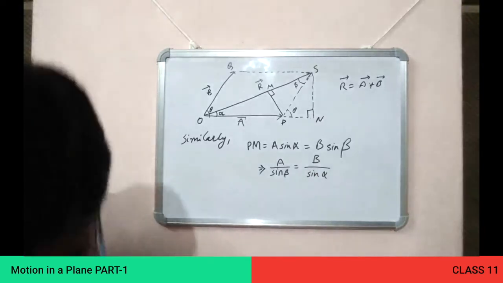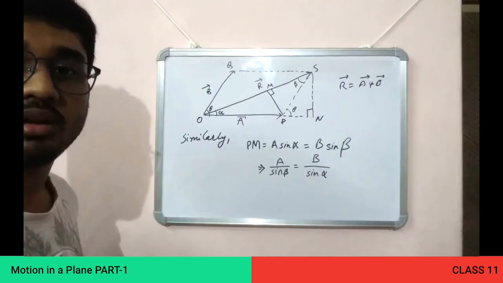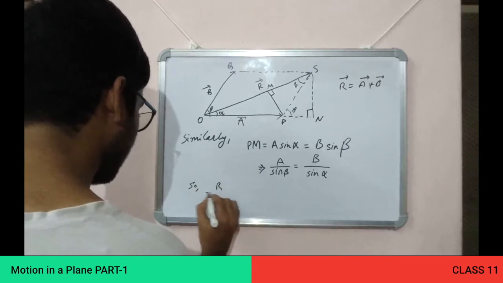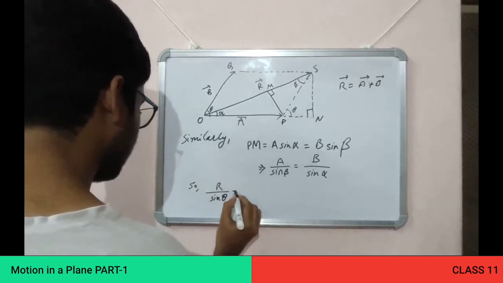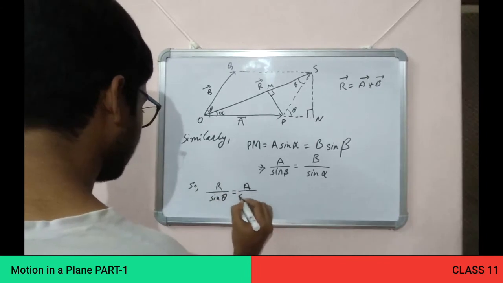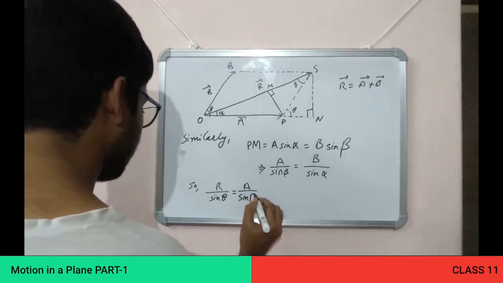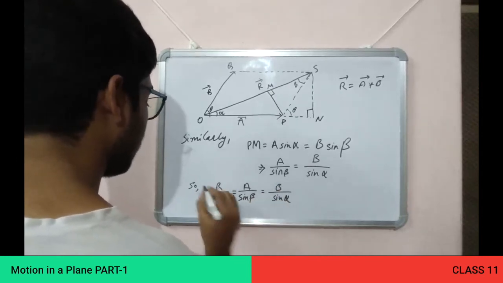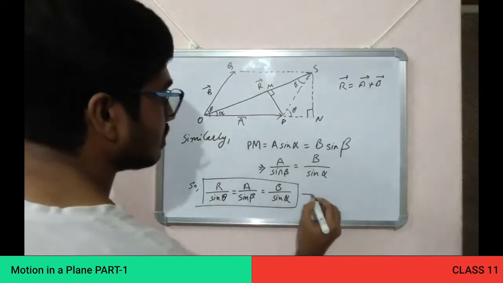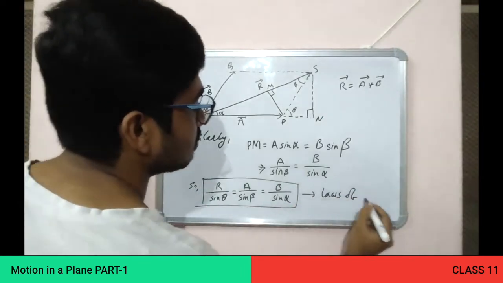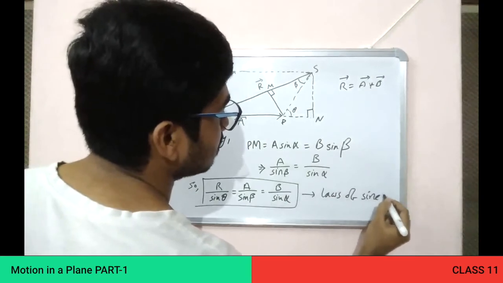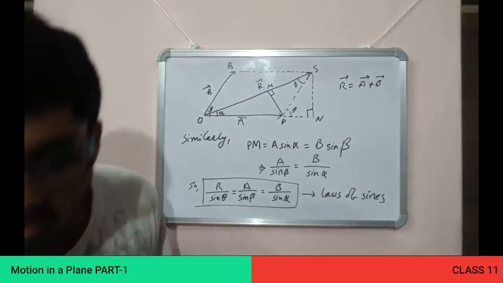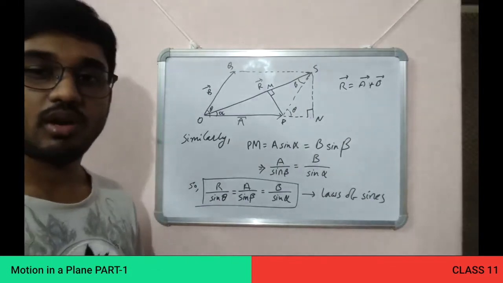So from that previous equation, what we get, R by sin theta is equal to A by sin beta is equal to B by sin alpha, and this is known as the law of sines, and this is also a very important formula in physics. Please keep it in mind. Pause the video and note.